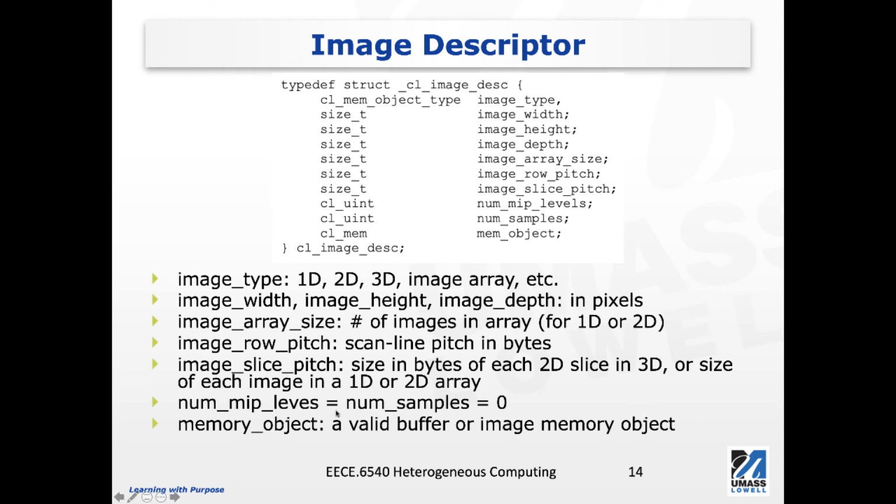For the levels and for the samples, these are right now reserved to be 0. And finally, this memory object is the valid buffer or image object that you can put here as a pointer that you can refer to.